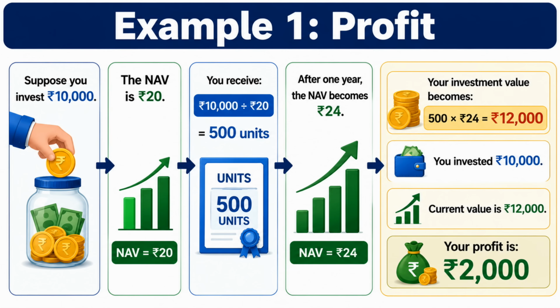Now we will see the example of profit. Suppose you invest 10,000 rupees. The NAV is 20 rupees. So you receive 500 units because 10,000 divided by 20 is 500. After 1 year, the NAV becomes 24 rupees. So your investment value becomes 500 into 24 rupees, which is 12,000 rupees. You invested 10,000 rupees, your current value is 12,000 rupees. So your profit is 2,000 rupees.